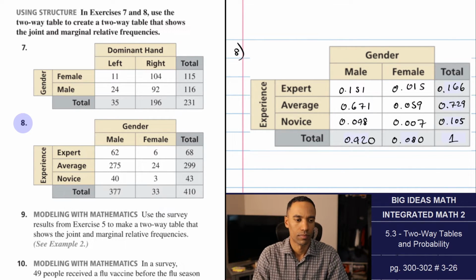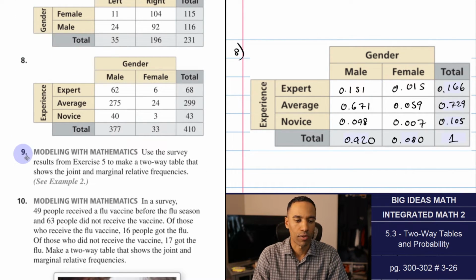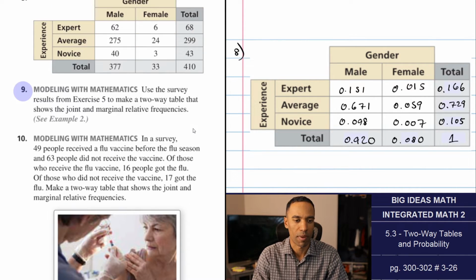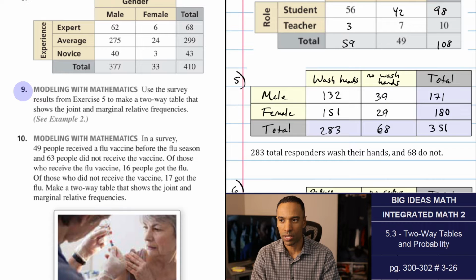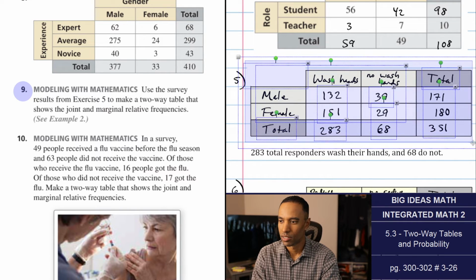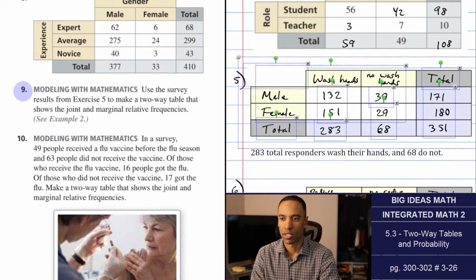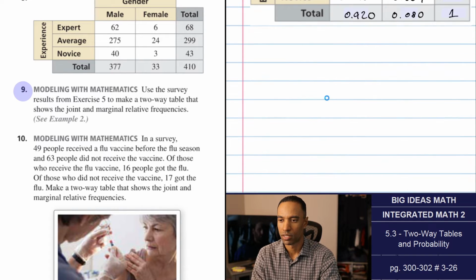Okay. Let's go to number 9, modeling with mathematics. Use the survey results from exercise 5 to make a two-way table that shows the joint and marginal relative frequencies. So we've got to go again. Where's number 5? Oh, it's one that we kind of made. So I guess I've got to use it. Hold on. Give me a second. If I copy and paste all this, does that take all the stuff with it?